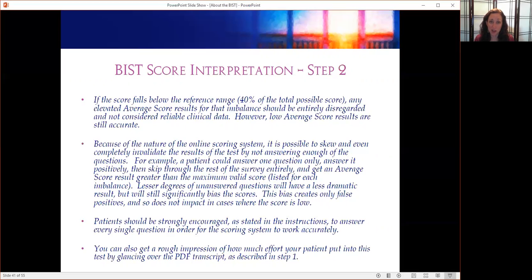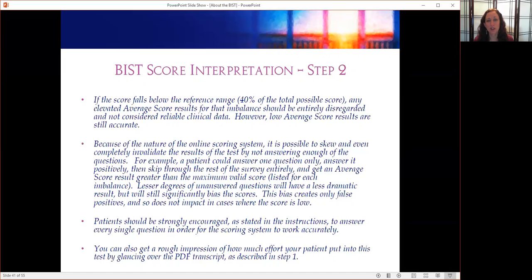Now, this does not impact low scores. So if the score is low, it's probably not all that useful information, but it isn't something you should necessarily disregard. It's probably accurate, because most people just skip questions, so it doesn't really apply to them, and so it's almost like answering no. Unfortunately, our computer can't figure that out. So patients should be strongly encouraged when you give them this test, as stated in the instructions, to answer every single question, whether they think it applies to them or not. If it does not apply to them, click no. And that'll help the scoring system to work more accurately.